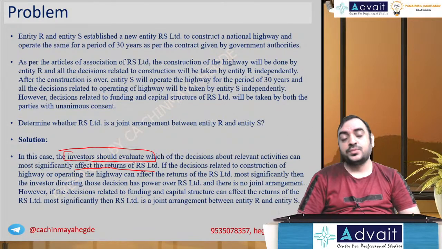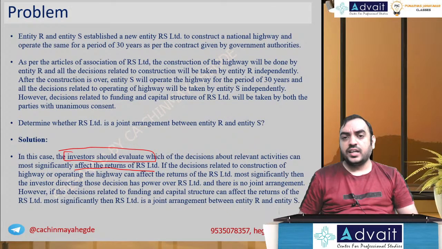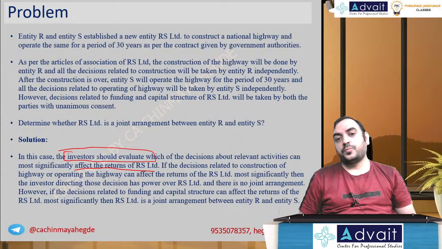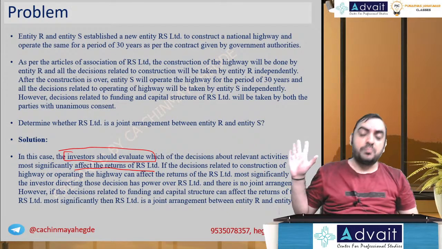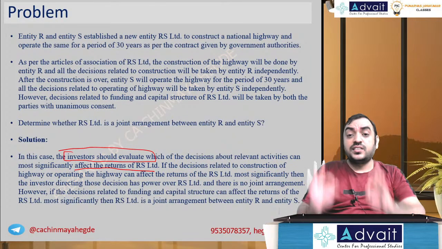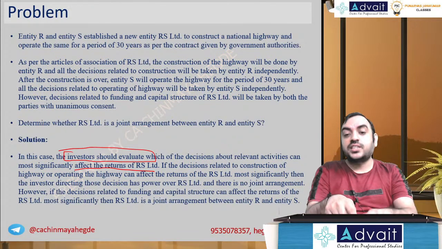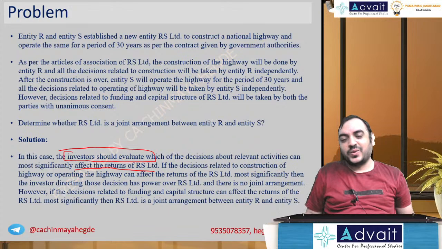In that case, that becomes a joint control. Sir, no, sir. None of them are critical, sir. Individually, sir, construction is important, funding is important, operation is also important. We can't say which one is critical, we can't say which one is more relevant. All are relevant. If you come to such a conclusion, there is no joint control because all are relevant. There is a joint control.